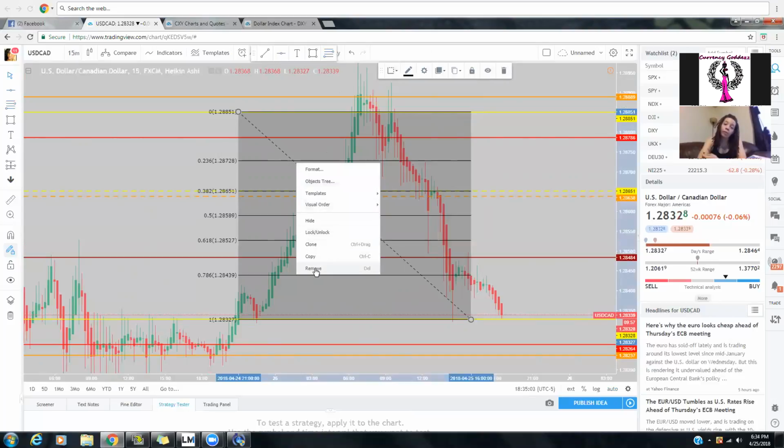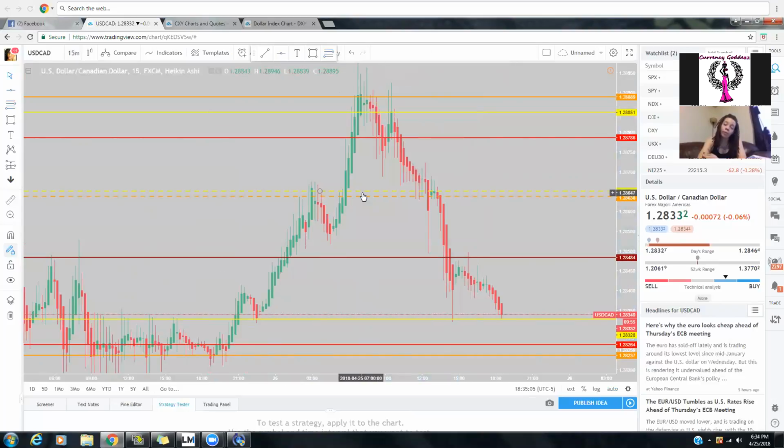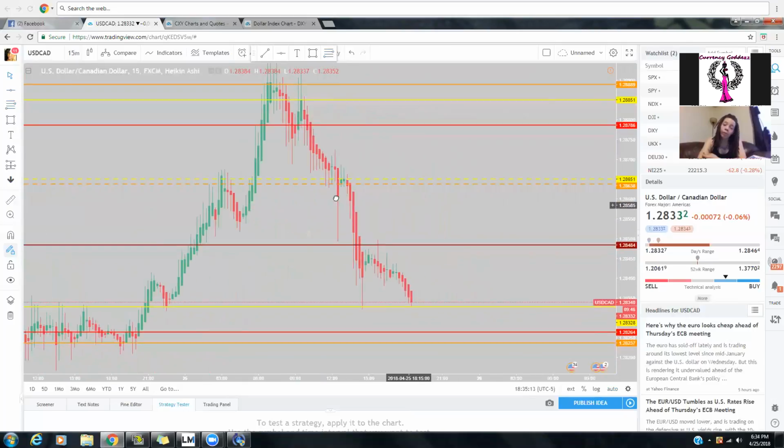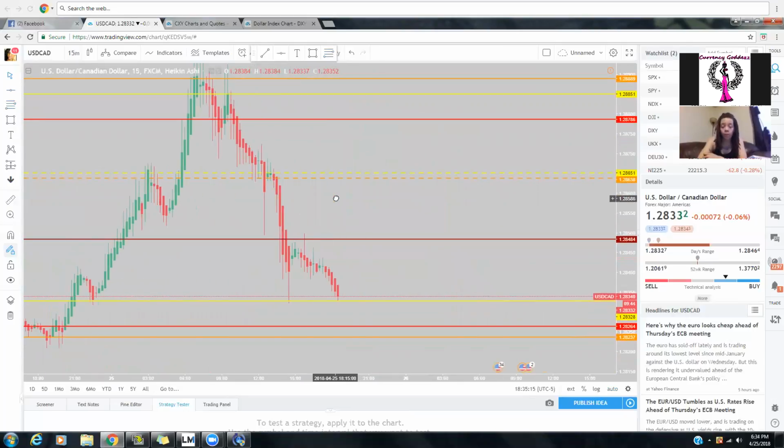Okay. And so the 15-minute is where we find our entry. Now the thing about that is that we find our entry on the 15-minute chart, but we do not enter into a trade on the 15-minute chart. We enter into the trade on the 1 hour chart.